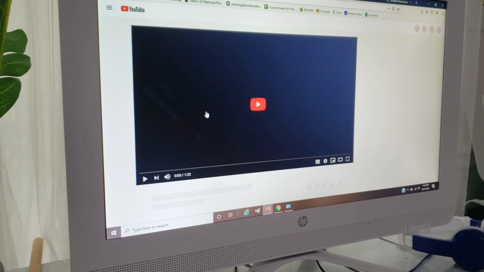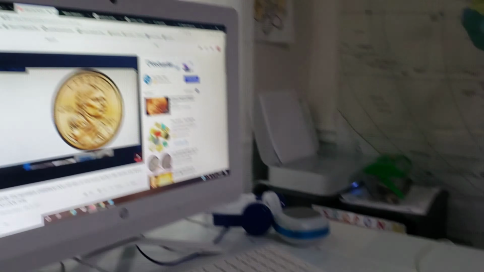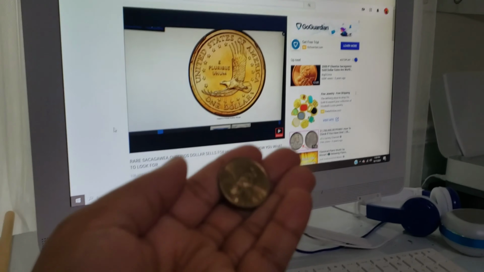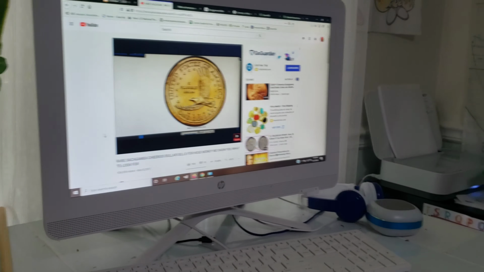It's this one right here. Oh, wow. I know. It's a rare coin that's apparently American, and I've never seen it before. Wow. Oh my goodness, that coin sold for $6,600 and we have one. Whoa. Oh my goodness, that is crazy.